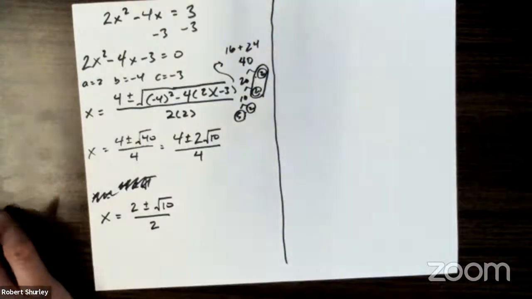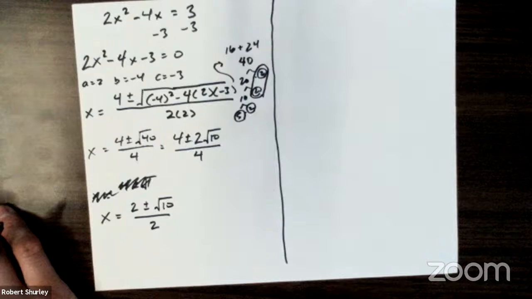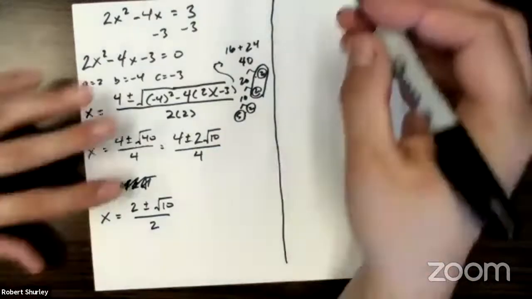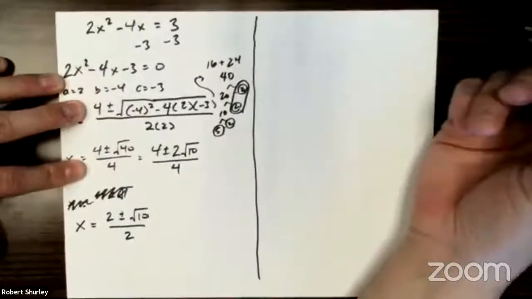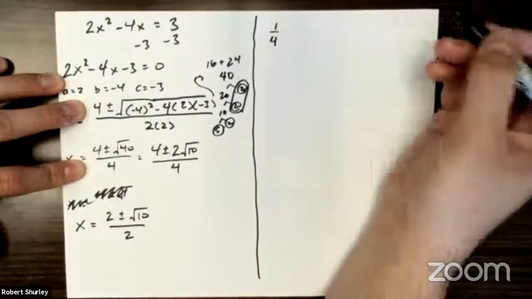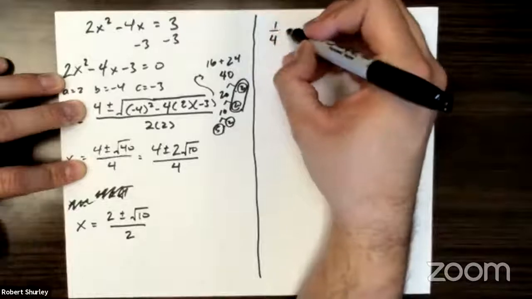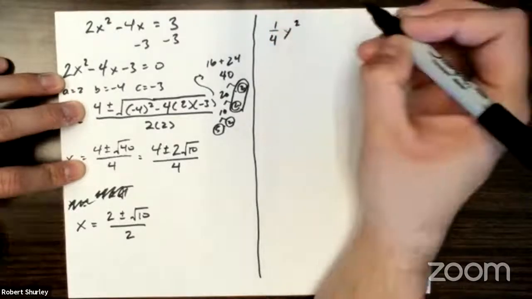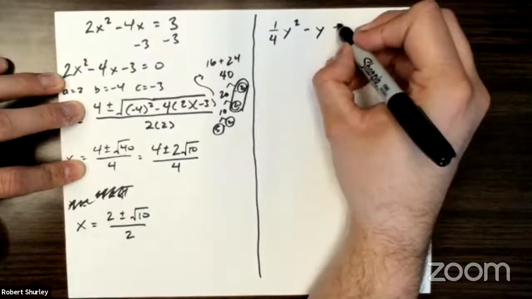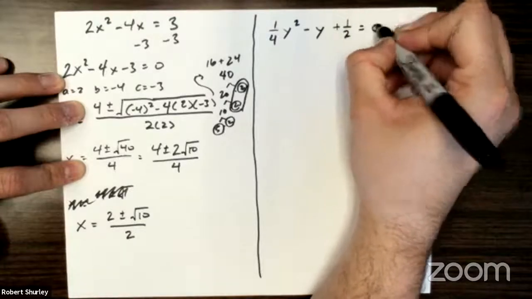Okay, another one here. Oh yeah, let's do one of these. I'm just being pretty lazy today and just doing this straight from the homework or from the examples. But let's look at this one because it starts as a fraction, but it's easy to get fractions to go away with equations. So we've got 1/4. I'm going to make these y squared because I don't like writing m's, minus y plus 1/2 equals 0.